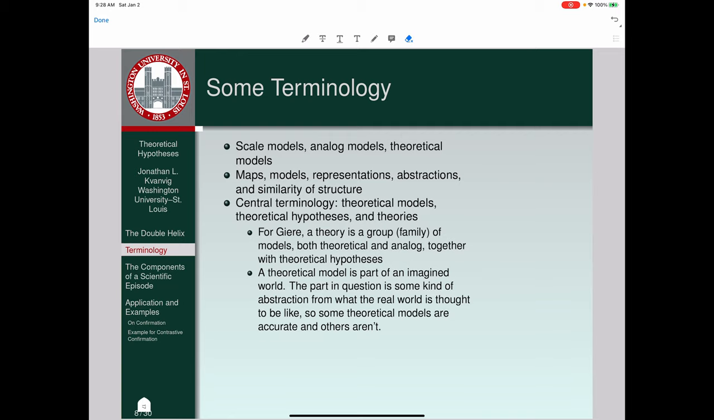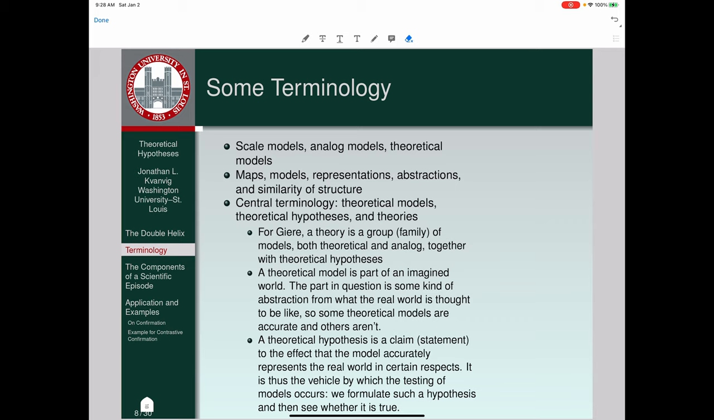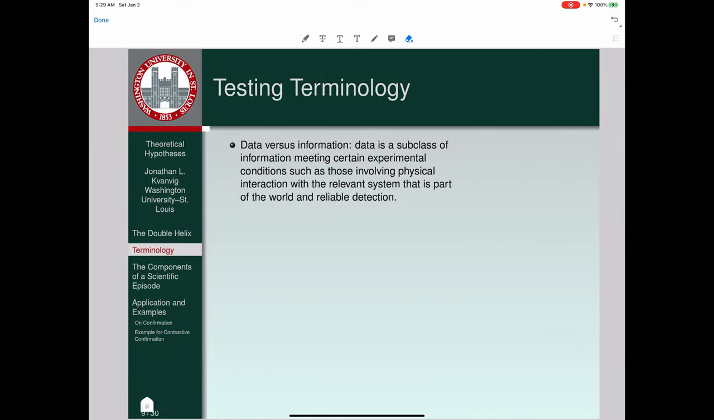A theoretical model is part of an imagined world. The part in question is some kind of abstraction from what the real world is thought to be like. So some theoretical models are accurate and others aren't. So we don't say that models are true or false. We talk about the accuracy of the way in which they represent reality. A theoretical hypothesis is a claim or statement to the effect that the model accurately represents the real world in certain respects. It is thus the vehicle by which the testing of models occurs. We formulate such a hypothesis and then see whether it is true.